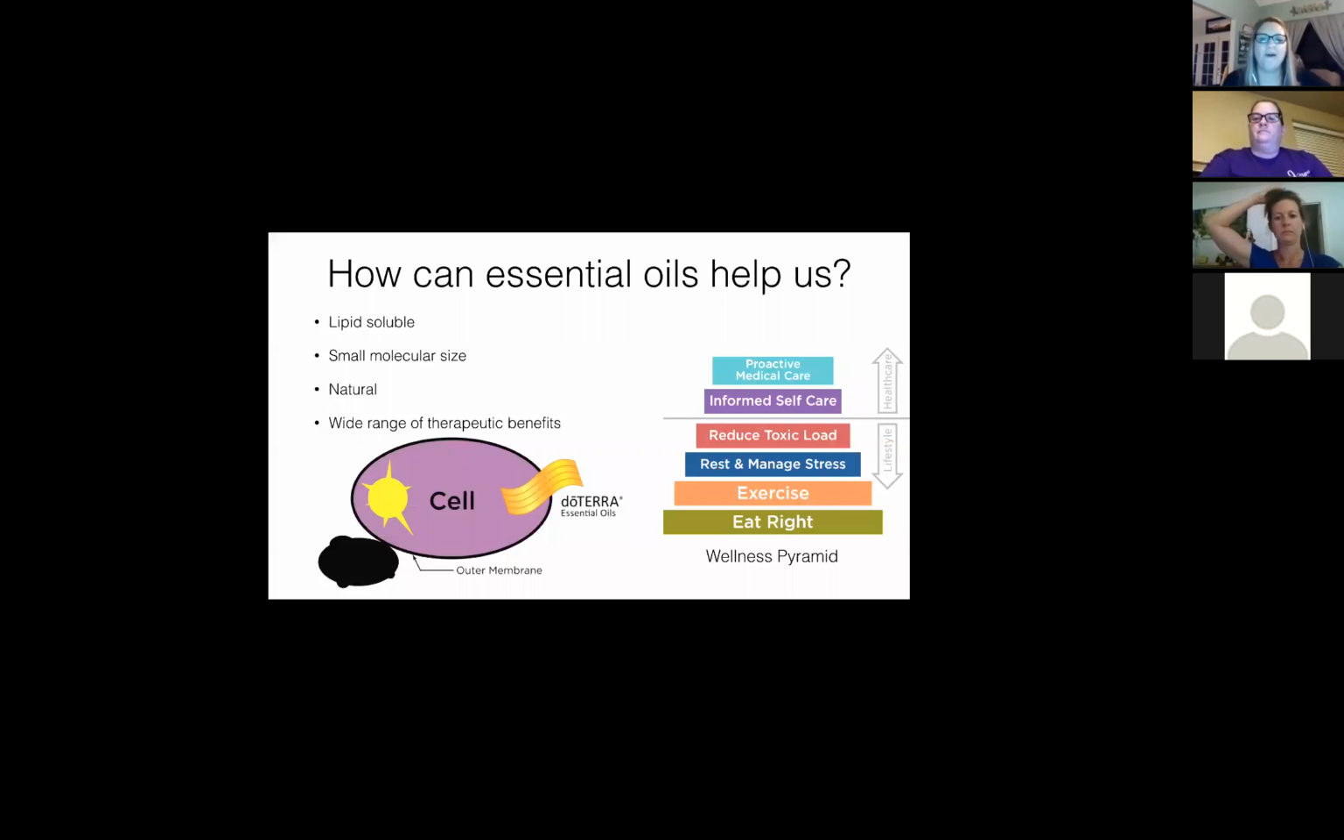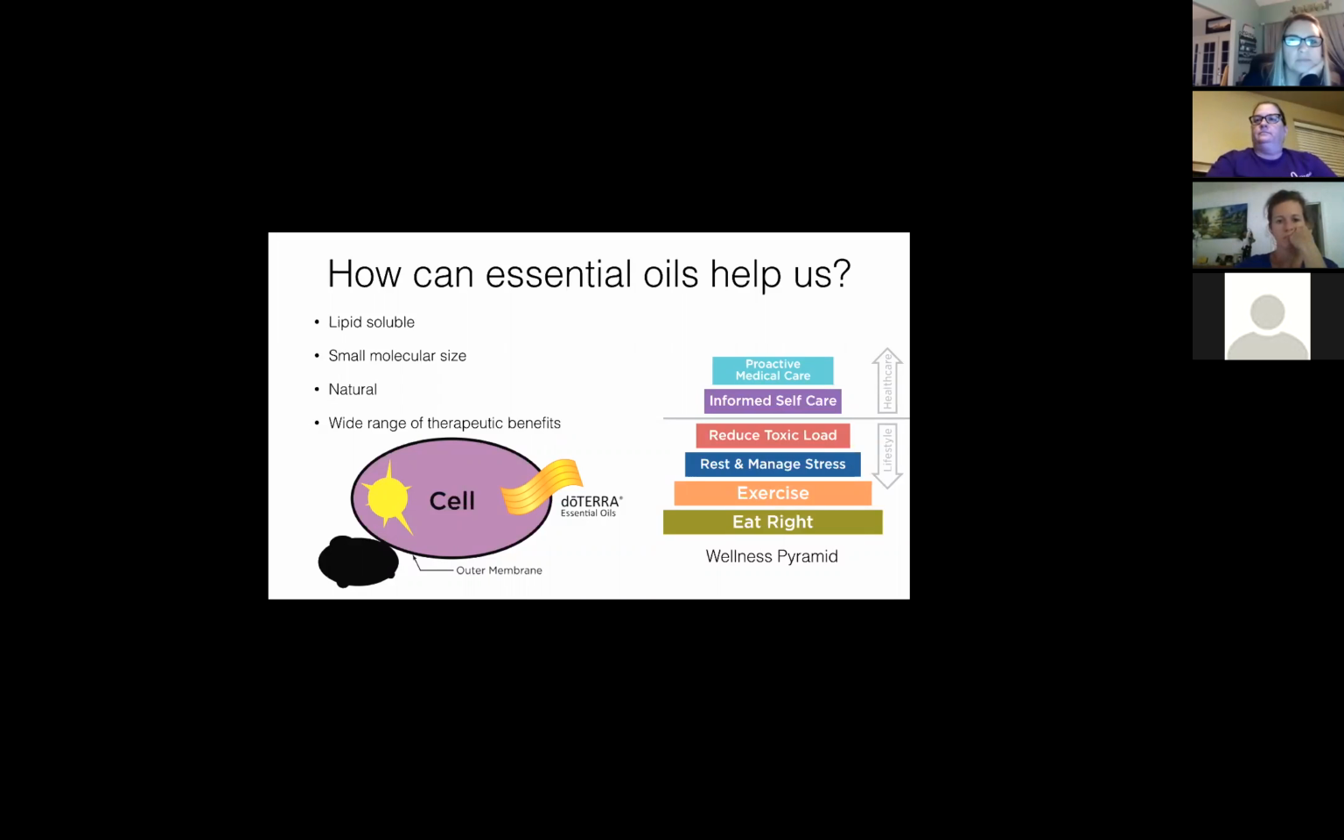So we're going to talk a little bit about how you can use essential oils. Essential oils are so special because they're soluble. They're small molecular size. That means they're very usable for our bodies. They have the ability to enter the membranes of our cells, get into our body where we need it. You can put a couple drops on the bottom of your foot, and within seconds, it's found throughout your body. They're natural, so your body's going to recognize them. And they have a wide range of therapeutic benefits. And one essential oil might have therapeutic benefits in so many different categories.